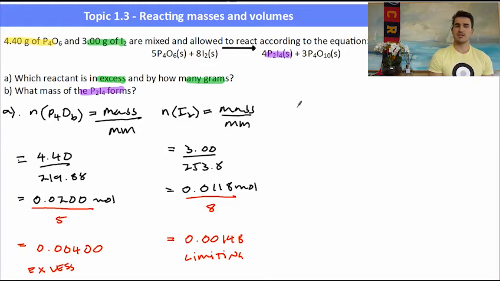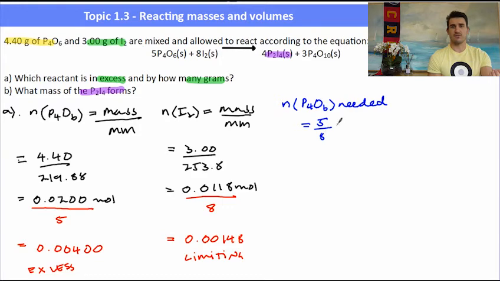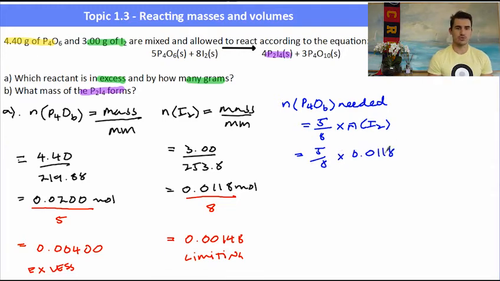This question asks me to work out how much is in excess in grams. So this is a hard question. I need to work out how much of this do I need. The thing that we want is P4O6, so it's 5 over the thing that we want, over the thing we've got, which is I2, which is 8. So it's 5 over 8 times the number of moles of I2. That will tell me how many moles I need to react with all of the iodine, which is 0.00739.